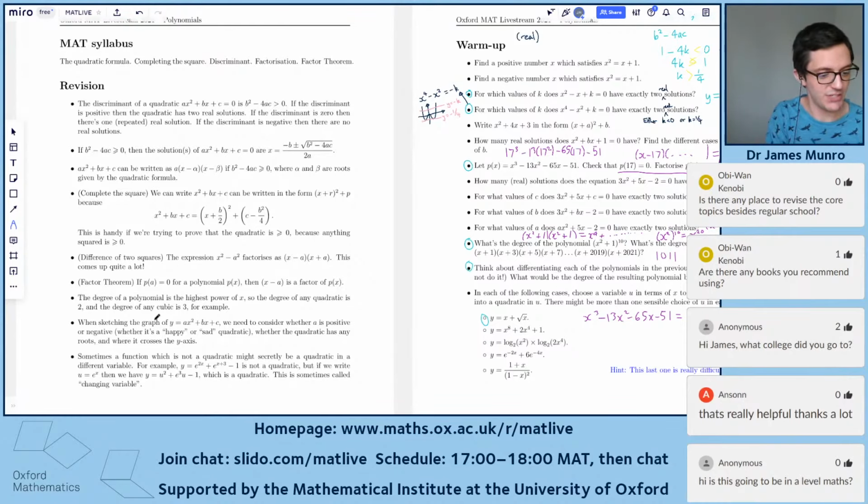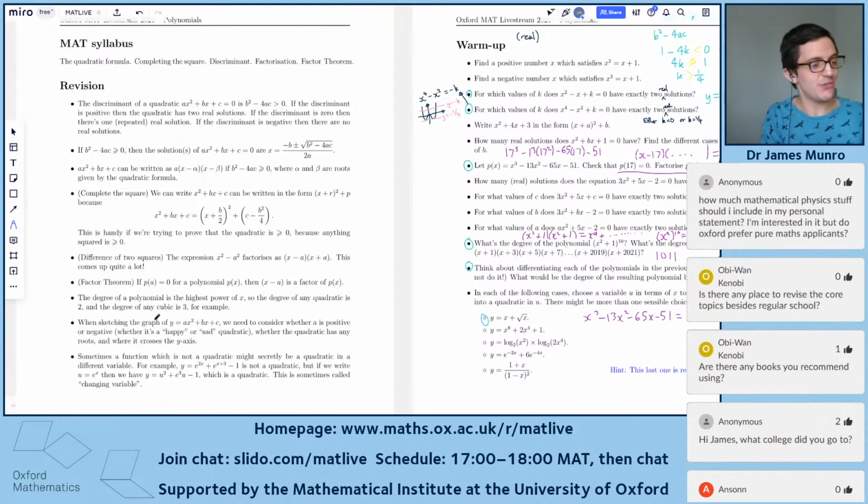How much mathematical physics should I include in my personal statement? I'm interested in it, so fine, go for it. But do Oxford prefer pure maths applicants? No, you can talk about mathematical physics if you want to. We don't have a bias like that between what sorts of maths you're interested in.